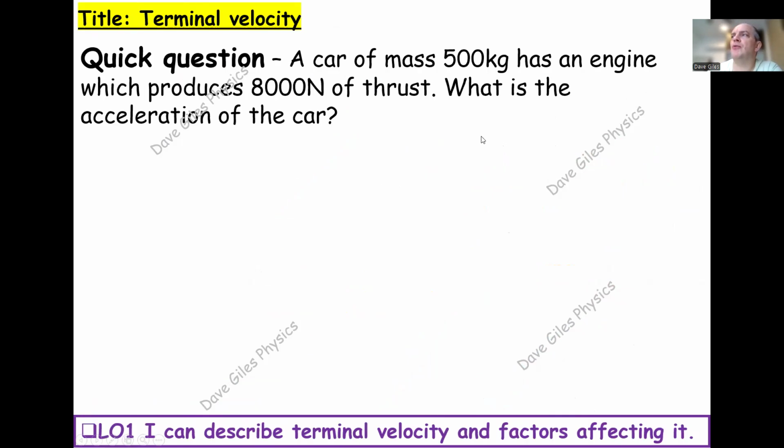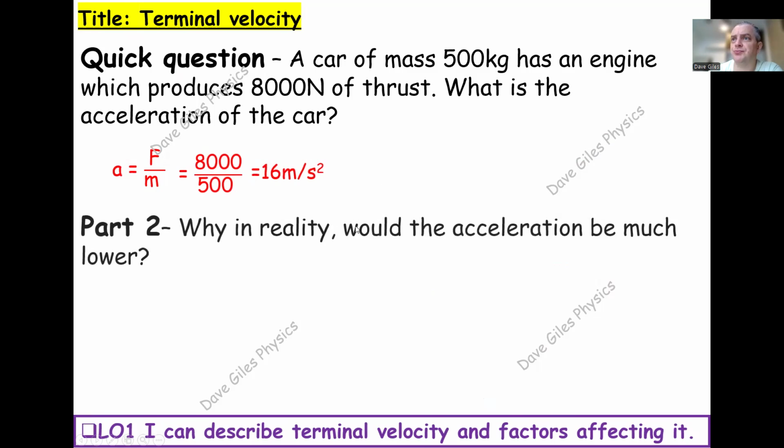However, the rate at which the velocity is getting bigger is decreasing over time. A car of mass 500 kilograms has an engine which produces 8,000 newtons of thrust. What's the acceleration of the car? This is a quick recap of previous learning, because it links into today's lesson. Acceleration is force over mass, from Newton's second law, F equals ma. Acceleration is F over m, 8,000 over 500, 16 meters per second squared.